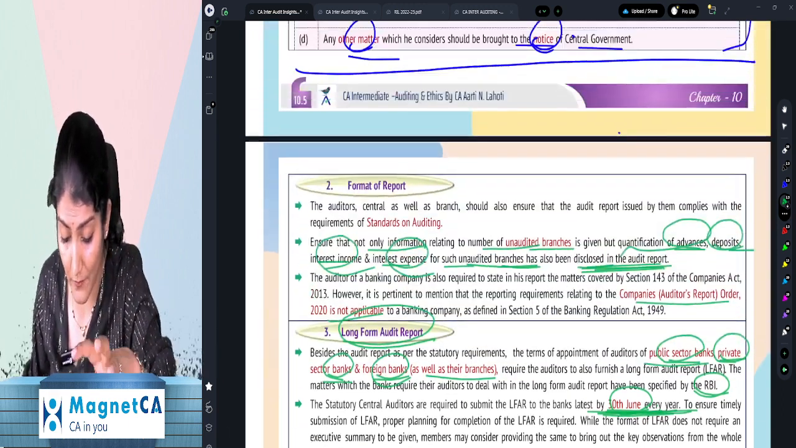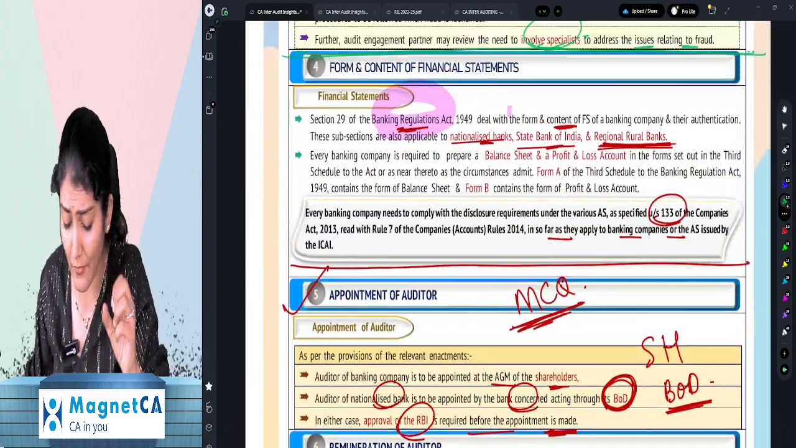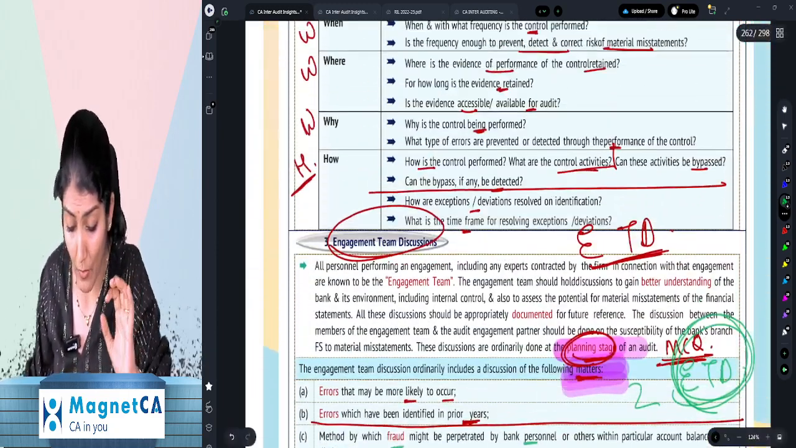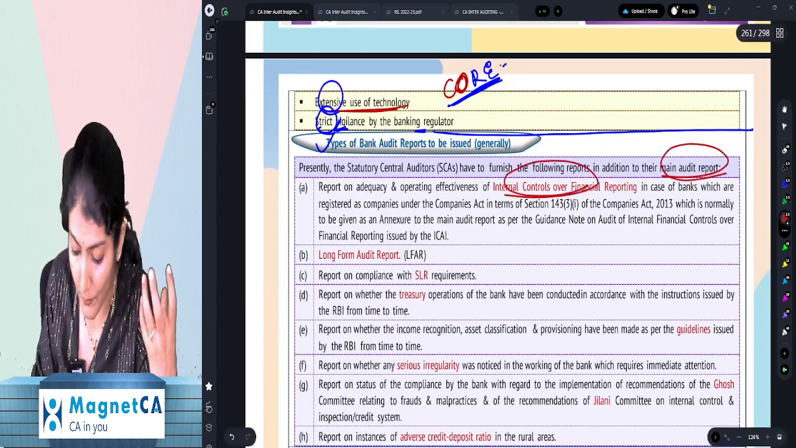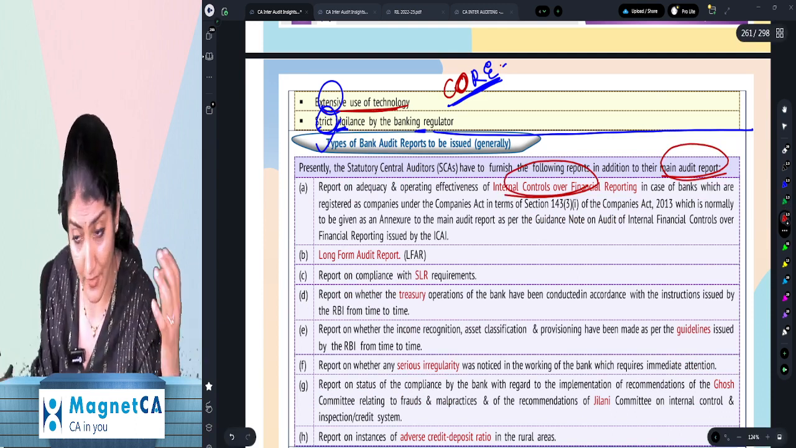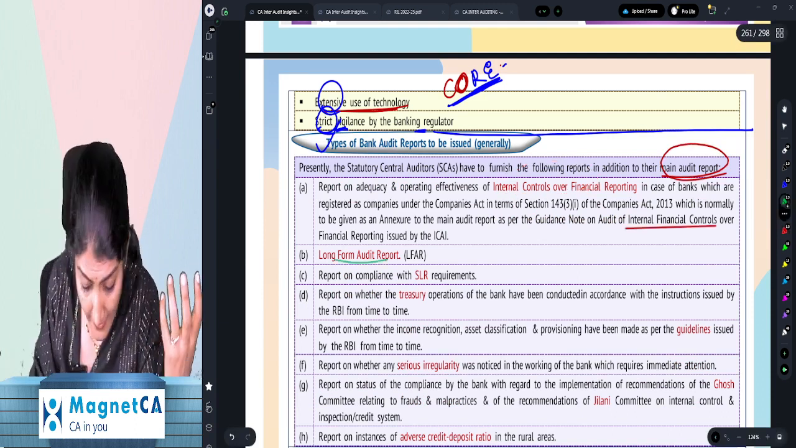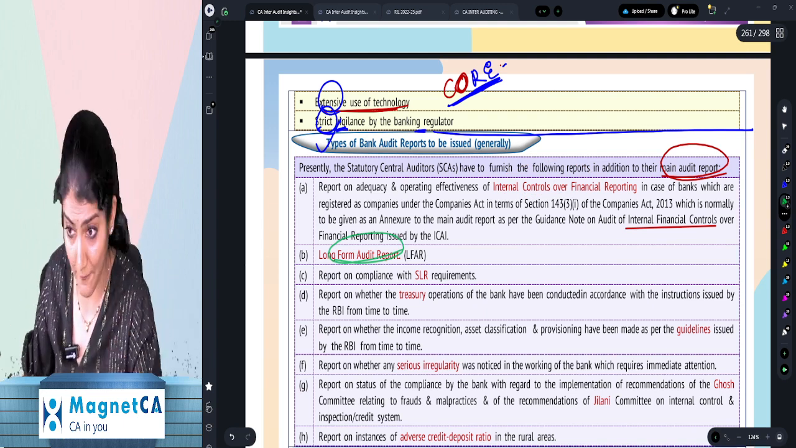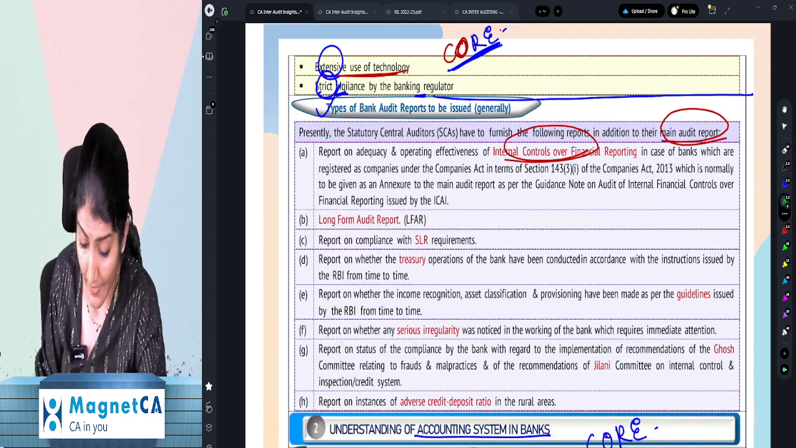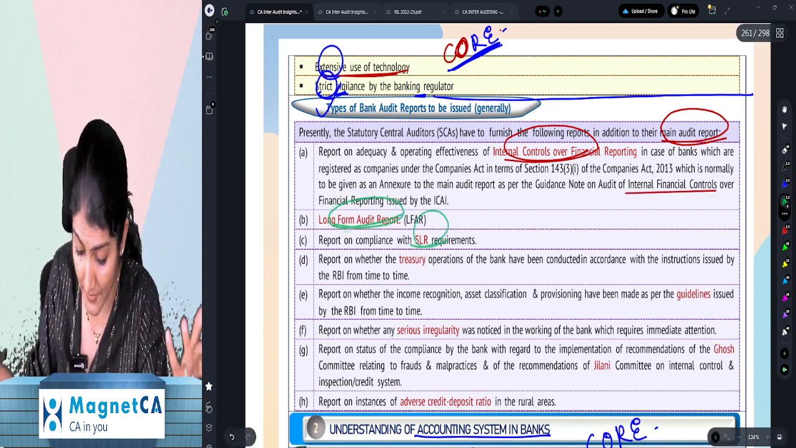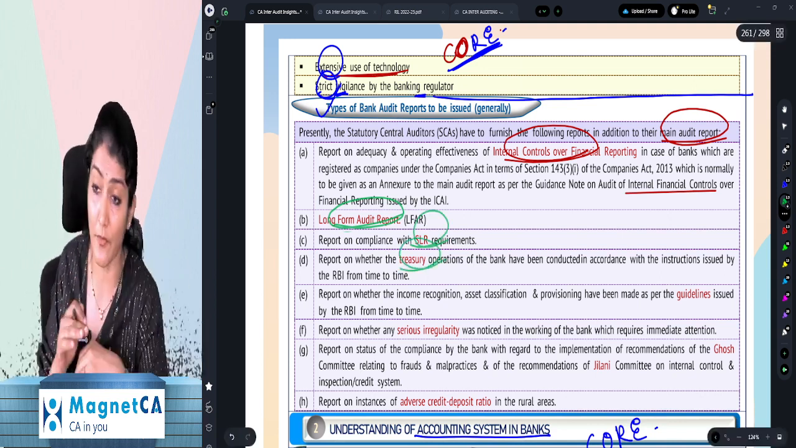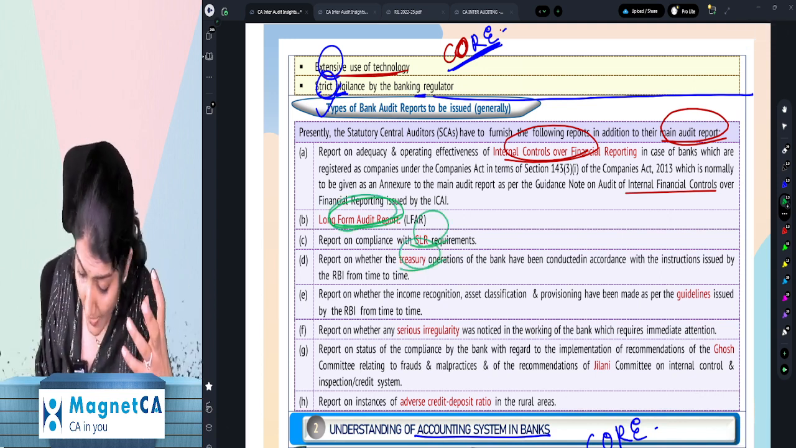Right, and then over here, we also talk about the contents of the bank audit report. So as bank auditor, you have to give the main report, which is your true and fair report. Then in addition to the true and fair report, what does it say? Auditor, in addition to your main audit report, you also have to give the report on IFC, internal financial control. Then in addition to IFC, LFAR, because CARO is not applicable, so LFAR, which has been specified by the RBI. Then in addition to LFAR, what does it say? Reporting on compliance with SLR, statutory liquidity ratio. Then report on the treasury operations of the bank. Then whether the bank has complied with the RBI guidelines.